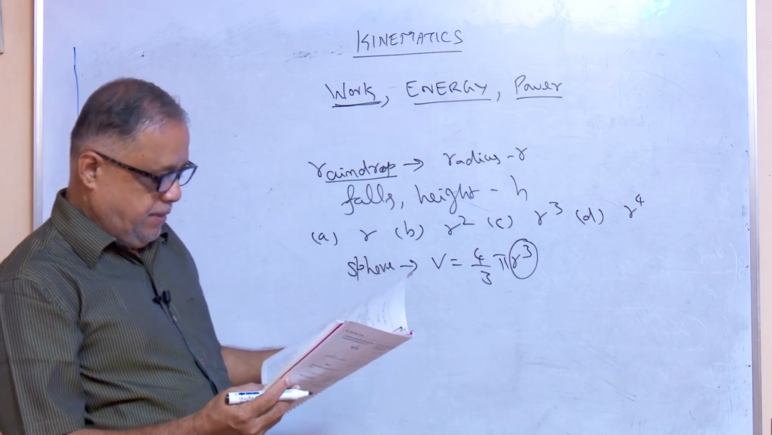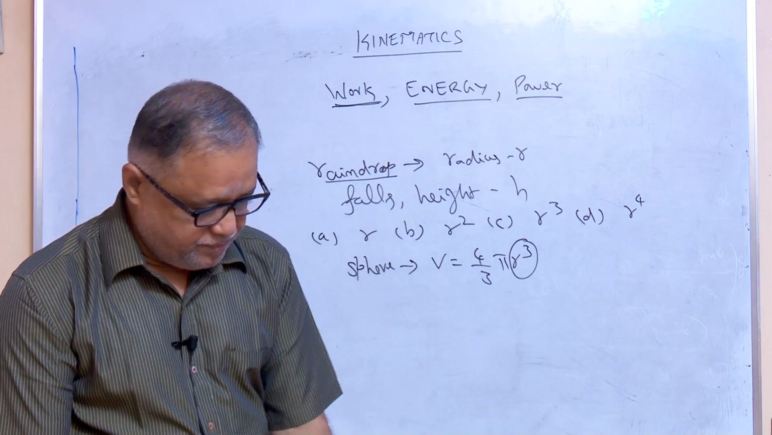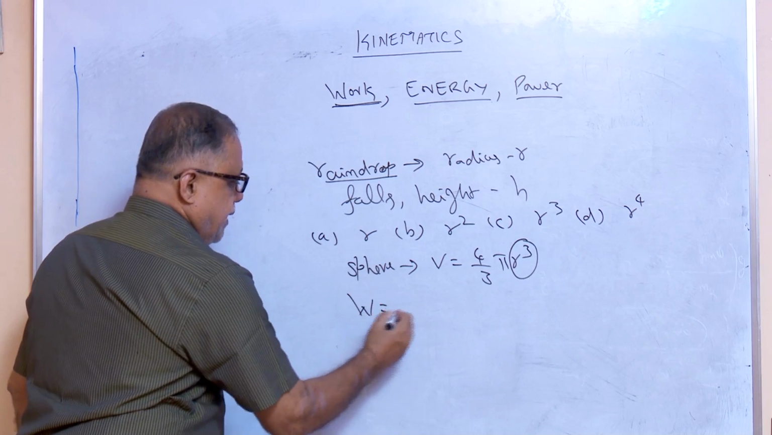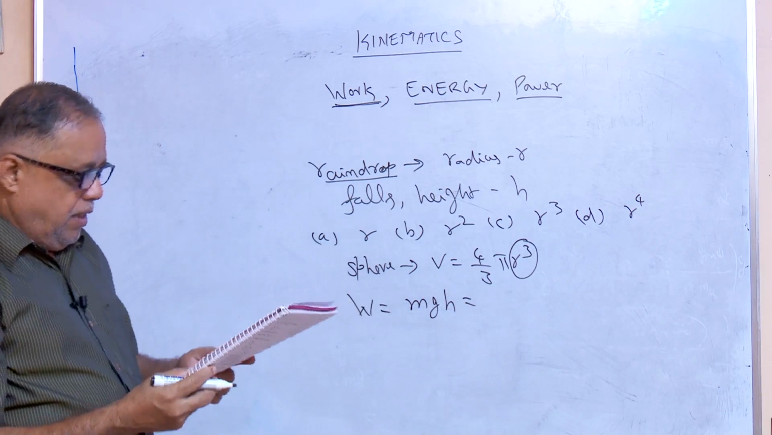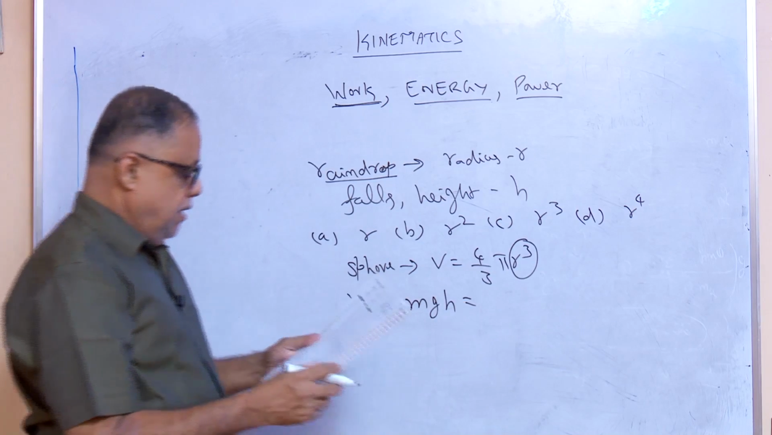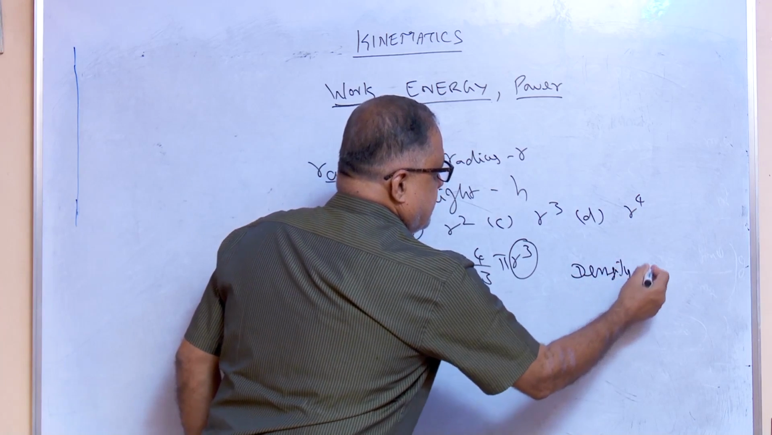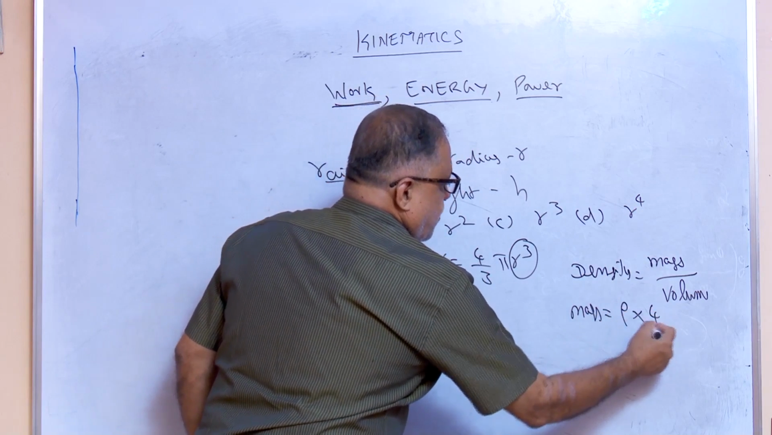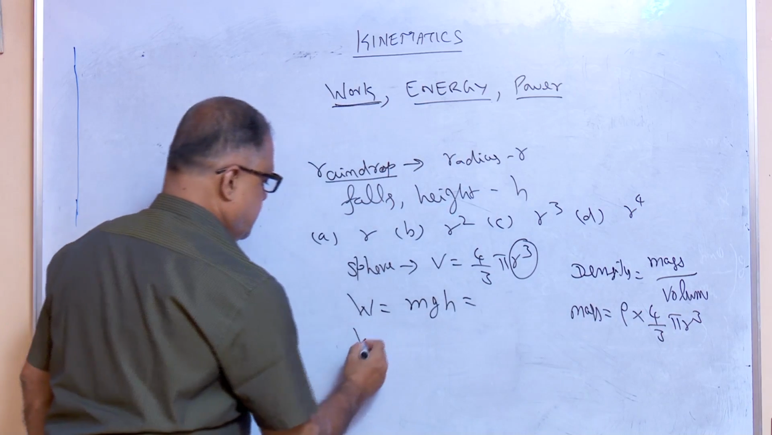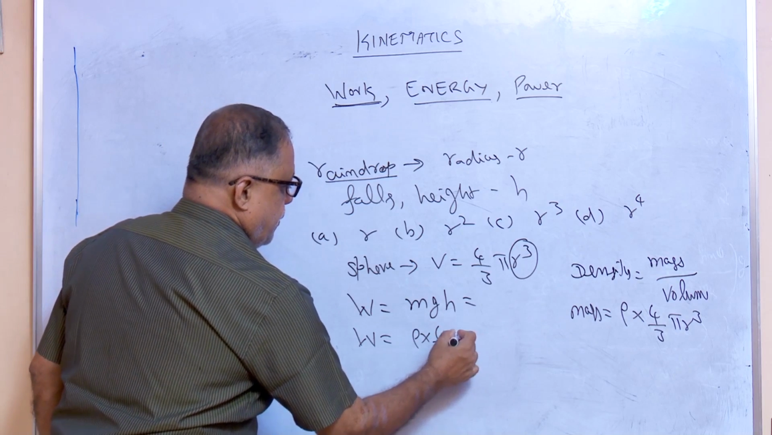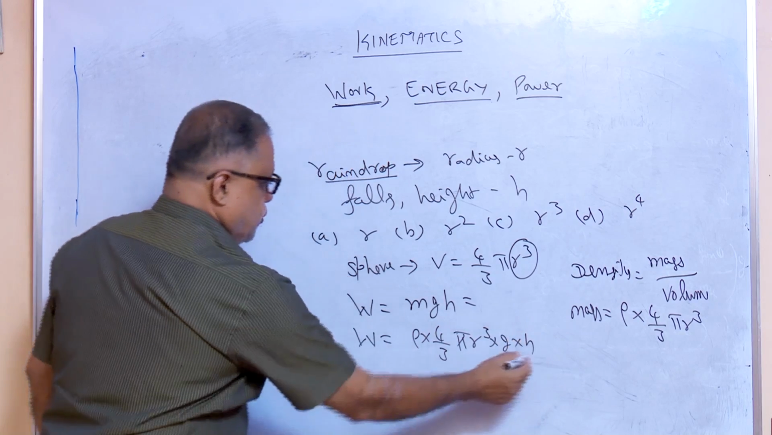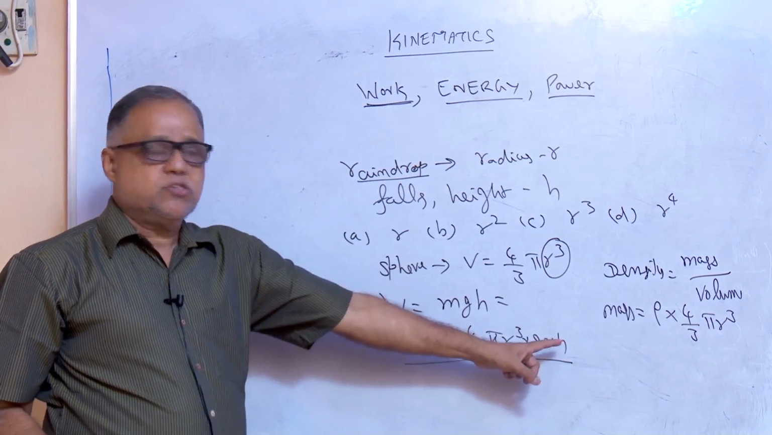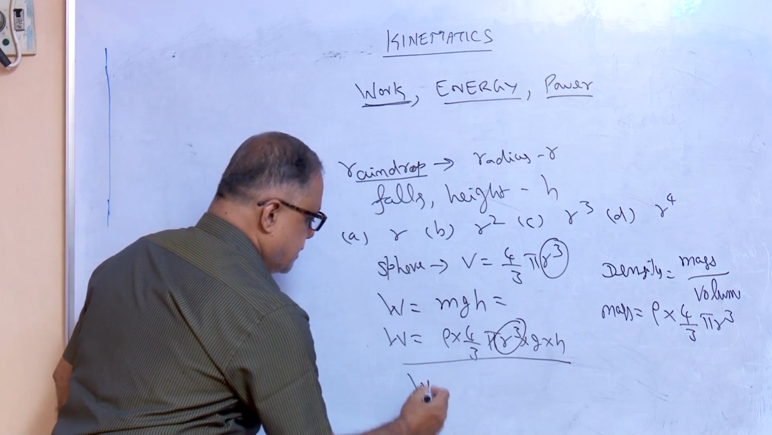Work done is nothing but mgh. But here we need to discuss how to take the mass. We have one formula, density. This is very important, wherever you go this application comes: density is mass by volume, or mass is density rho into 4 by 3 pi r cube. When you substitute, W, the work done, is rho into 4 by 3 pi r cube into g into h. Analyzing this formula, 4 by 3 is constant, pi is constant, g is constant, h is constant. The only variable factor is r cube, so W is directly proportional to r cube.